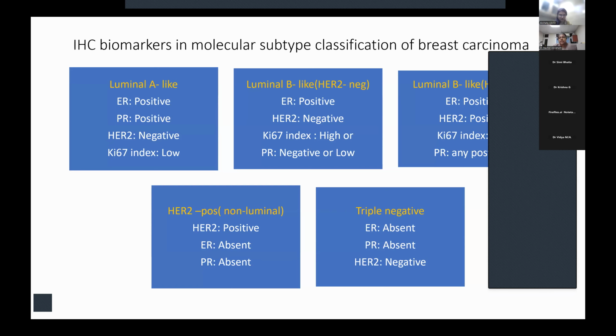So this classification acts as a prognostic and predictive marker because, as Krishna ma'am mentioned, this will help to predict the response of the tumor to either endocrine therapy or an anti-HER2 targeted therapy, or allows the clinician to make a decision regarding the need for an adjuvant chemo.